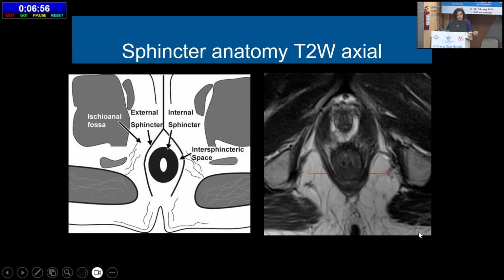You can see this is your external sphincter, the dark one. What you see in between is the fat in the intersphincteric plane. Then this is the internal sphincter, and this is the fat in the ischioanal fossa on both sides. Sagittal images also we acquire.